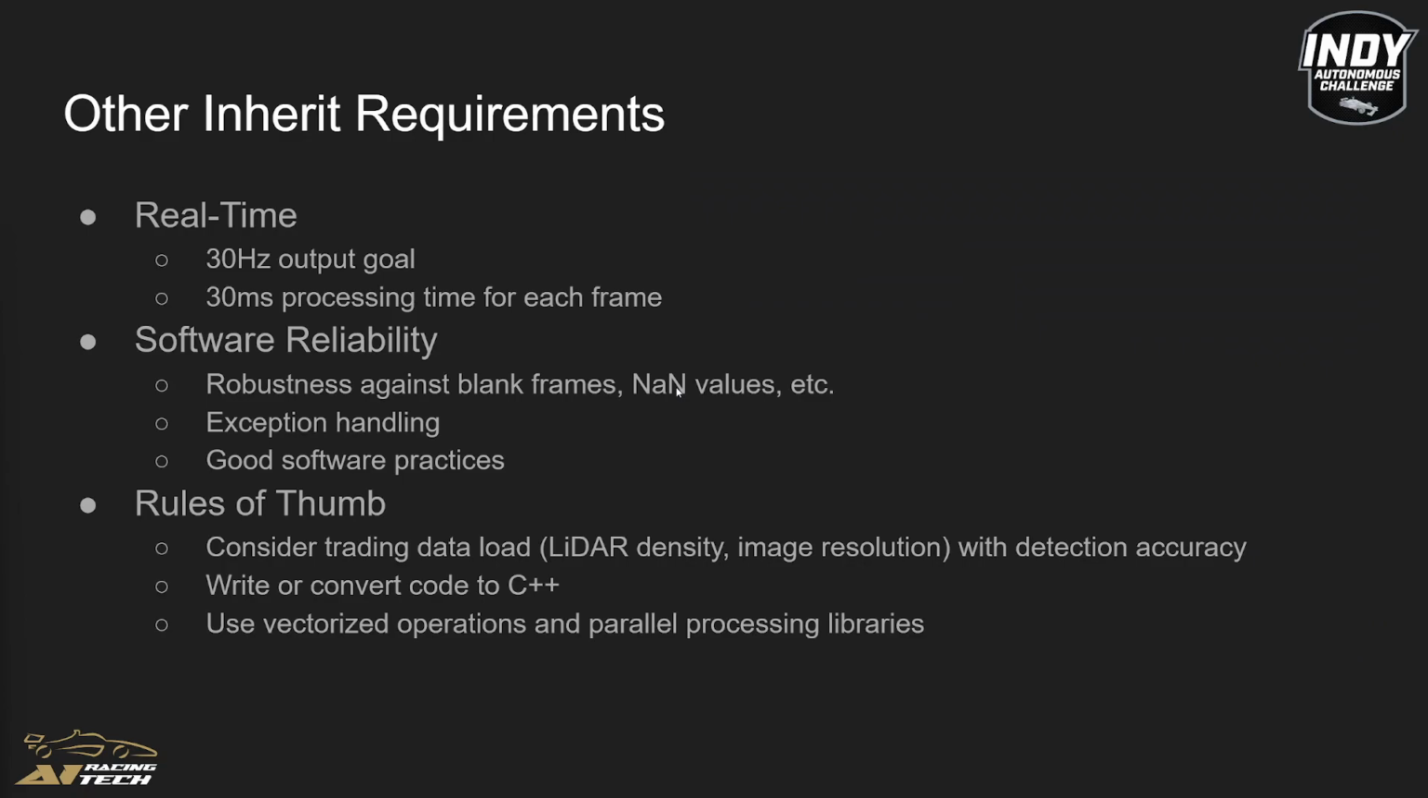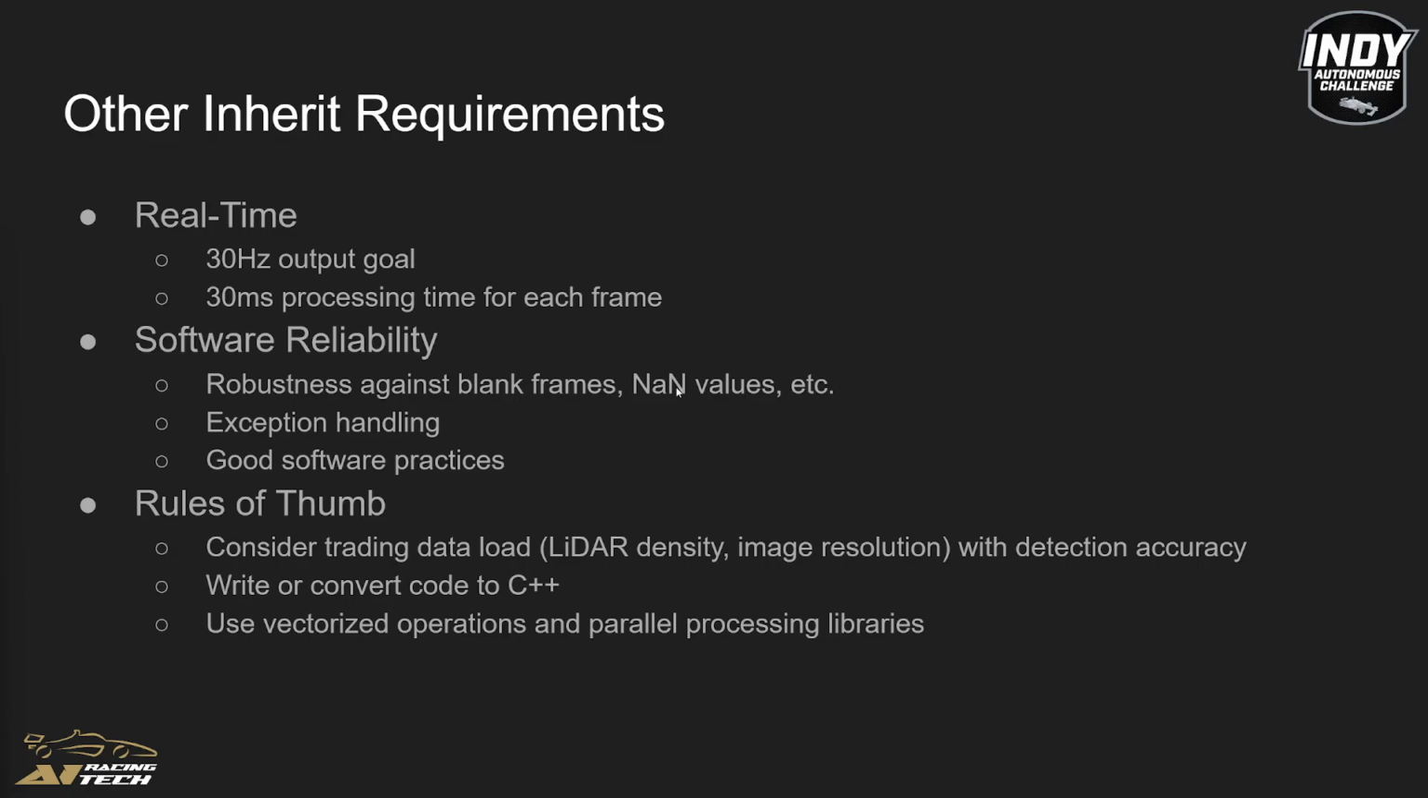And here are a couple other inherent requirements that derive from the whole fact that we're dealing with a vehicle running at 170 miles an hour. Number one is there's a strong real-time requirement. Everything needs to be computed in a timely fashion. We aim for at least a 30 hertz output goal on the perception stack, and this only leaves 30 milliseconds of processing time for each camera or LiDAR frame that's coming in, which are also approximately at 30 hertz. Some algorithms would make it, especially those in C++. Some, especially those in Python doing for loops, may not. So that's one big thing to consider.